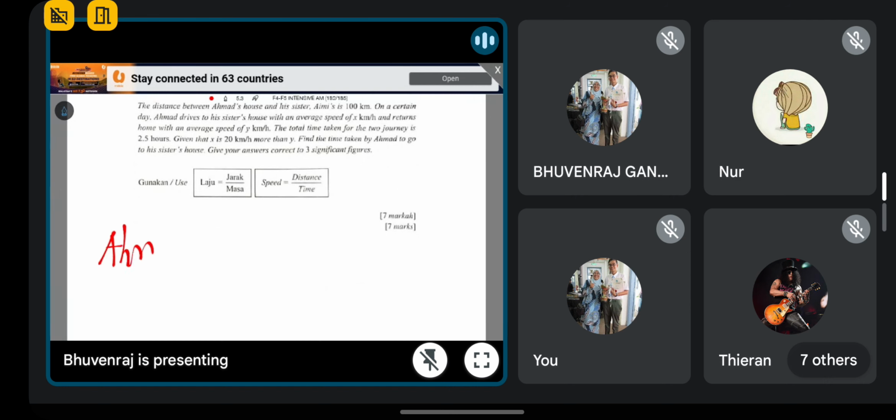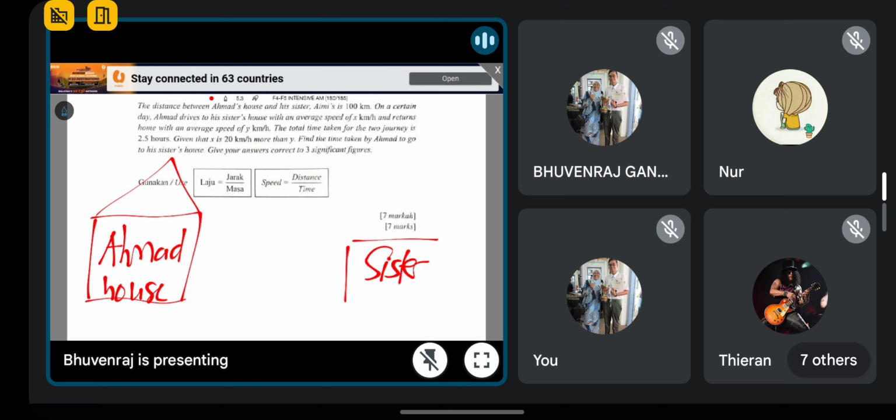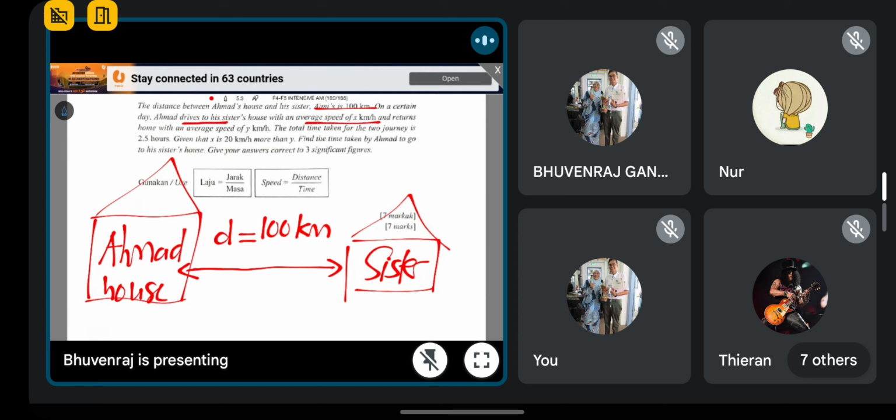So let's say this is Ahmad's house. Kamu kena lukis, baru kamu lebih senang nak faham. This is the sister. Let's say lah saya lukis rumah macam ni. This is Ahmad's house, this is the sister's house. Lepas tu mereka kata the distance between the two houses is 100 km. So label D sama dengan 100 km. After that, they say Ahmad drives to sister's house, average speed X kilometer per hour.